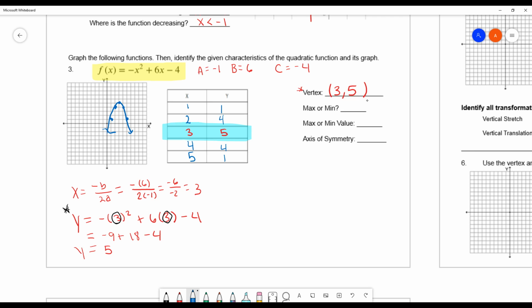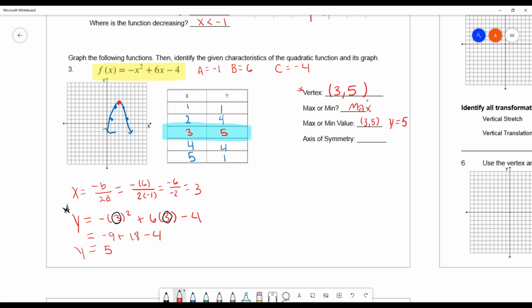Notice that my vertex, that 3, 5, is at the top. So that means it's going to be a maximum. And the value of the maximum, there are 2 ways you could write it. You could either just rewrite the vertex as a point, or you could say the max value of y is going to be 5. Both kind of refer to the same thing.